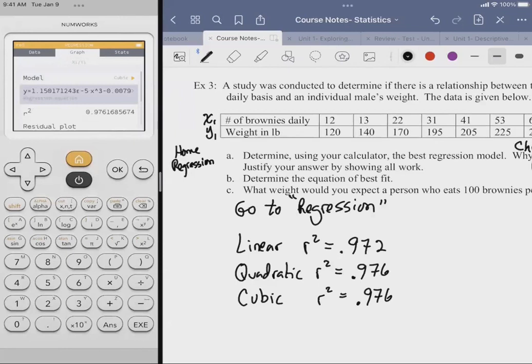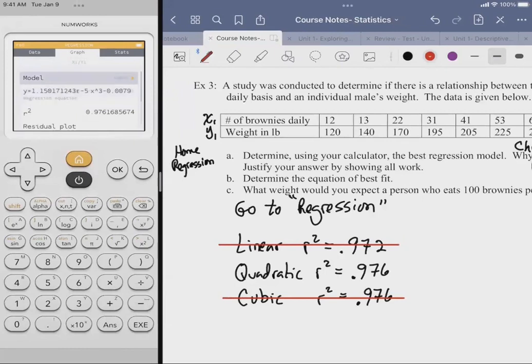If there's a tie, you go with the simpler function. A tie goes to the simpler function. So I would eliminate linear. So I'm just going to put a strike through and cubic, because even though quadratic and cubic have the same R squared value, quadratic is a simpler function. I'd rather work with that.